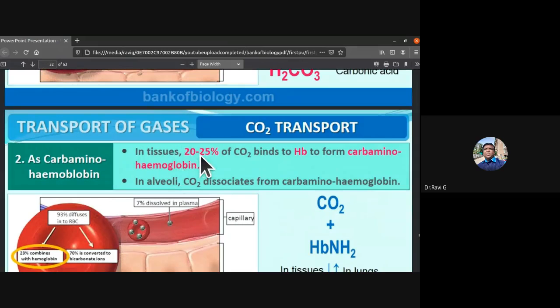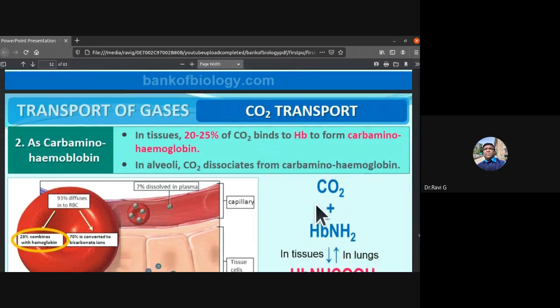So in tissues, nearly 20 to 25% of carbon dioxide binds to hemoglobin to form carbamino hemoglobin. In alveoli, the carbon dioxide dissociates from carbamino hemoglobin. So carbon dioxide combines with the amino group of hemoglobin to form carbamino hemoglobin in tissues, and in alveoli the carbon dioxide dissociates from carbamino hemoglobin and diffuses out.